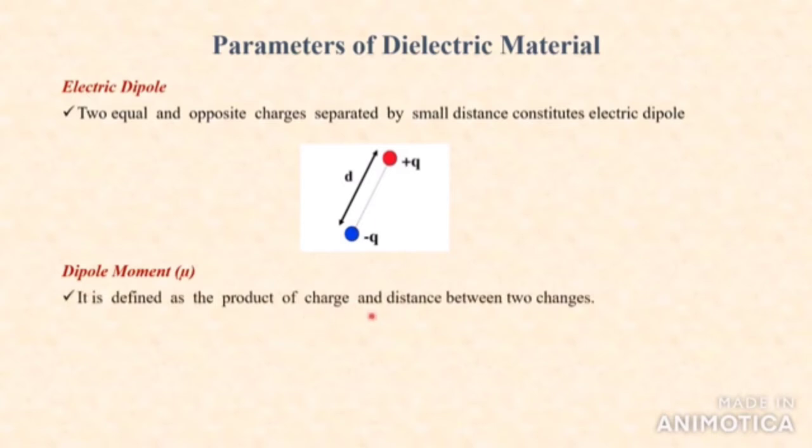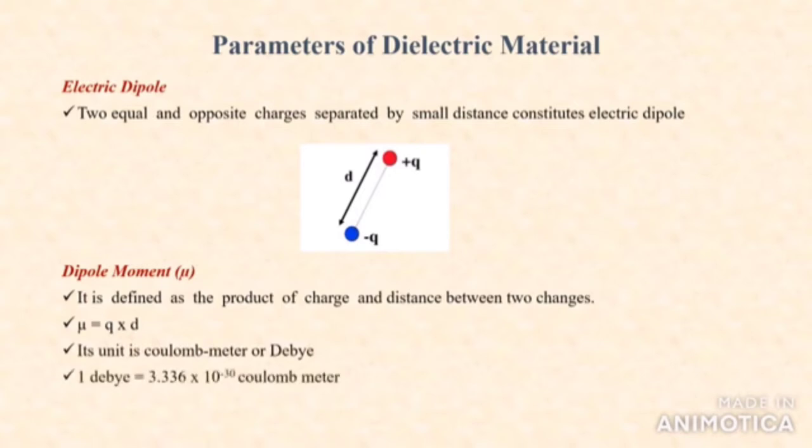And the dipole moment is the product of charge and the distance between the two charges. Therefore, mu is equal to the product of charge and distance. The unit is coulomb meter or debye. 1 debye is equal to 3.36 into 10 power minus 30 coulomb meter.